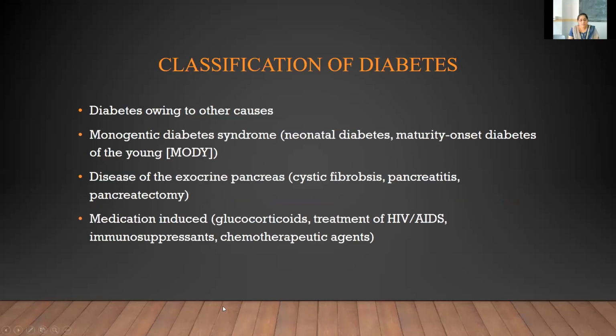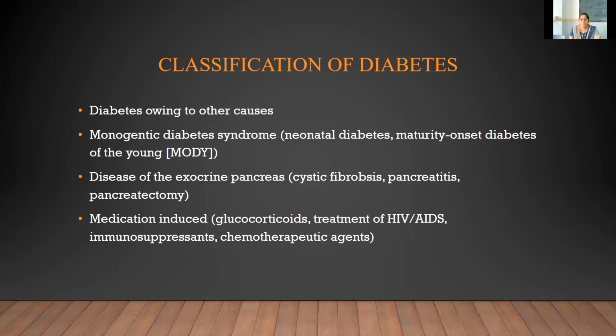Now these are other causes of diabetes. One is monogenic diabetes syndrome. Under this monogenic diabetes syndrome, you have neonatal diabetes and maturity onset diabetes of the young. So this usually happens in younger children. The short form is MODY. Then there is disease of the exocrine pancreas. So these are cystic fibrosis, pancreatitis, pancreatectomy, as we discussed earlier.